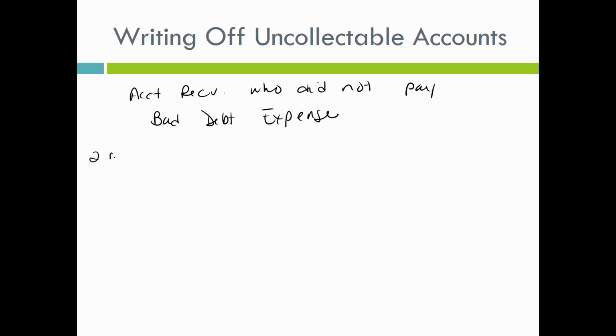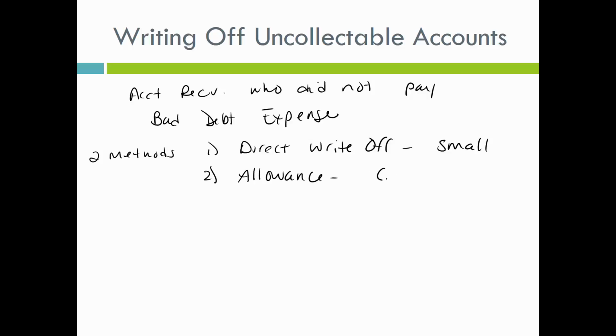There are two methods for recording this. The first one is called the direct write-off method, and I can use this if I am a small business, not publicly traded, just a little guy. The second method is called the allowance method, and this is the one that is required by GAAP. So if I'm big enough to fall under GAAP, I have to use the allowance method.